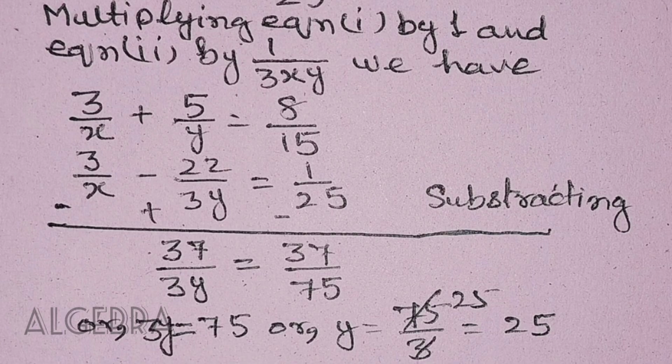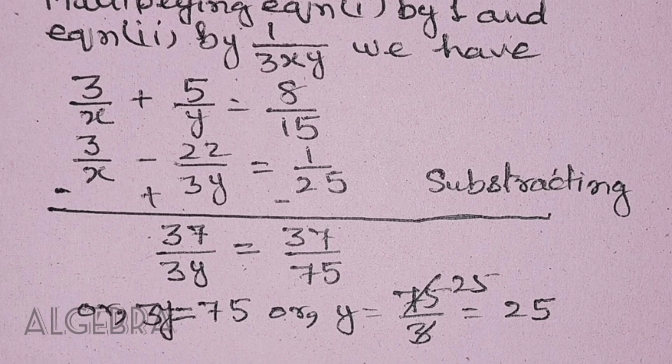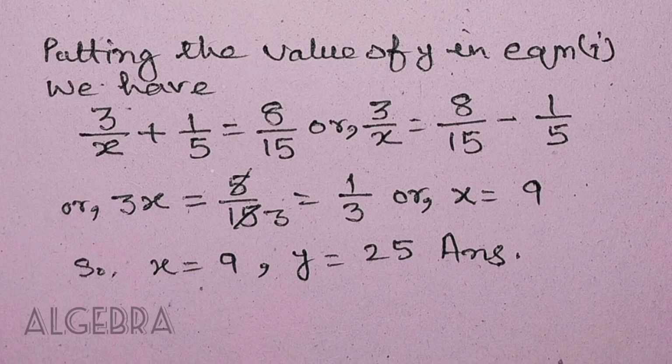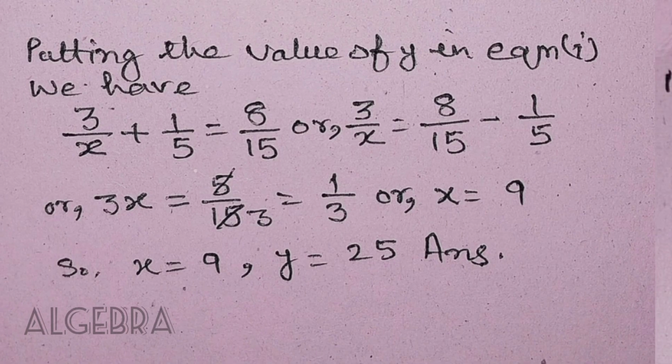37/(3y) = 37/75, or 3y = 75, or y = 75/3 = 25. Putting the value of y in equation 1, we have 3/x + 1/5 = 8/15, or 3/x = 8/15 - 1/5, or 3/x = 5/15 = 1/3, or x = 9. So x = 9 and y = 25.